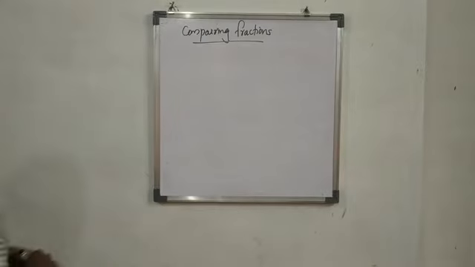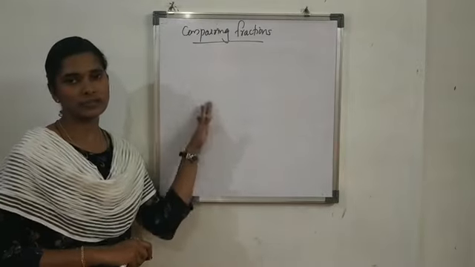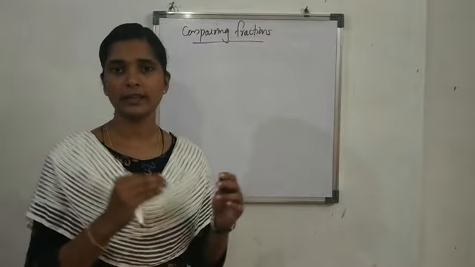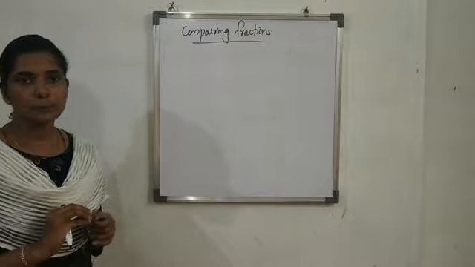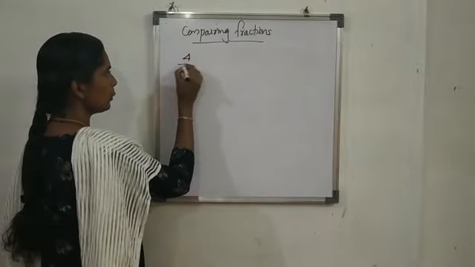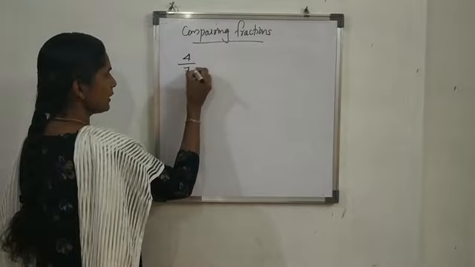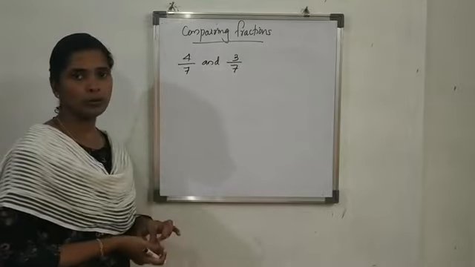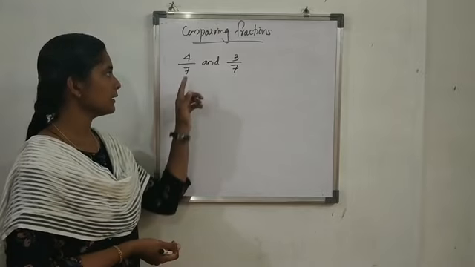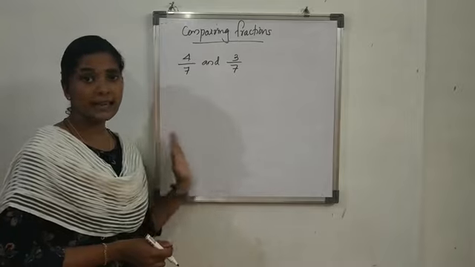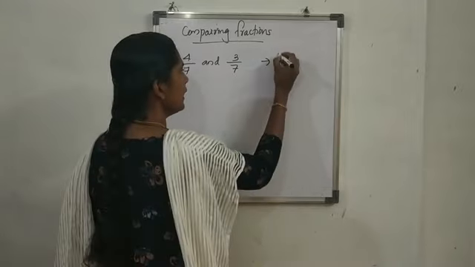Okay. The next is comparing fractions. Comparison means comparing which one is greater or which one is smaller. How will you compare the numbers? Okay, 4 by 7 and 3 by 7. These are the two fractions. We have to compare them. These two have the same denominator, so these two are like fractions.